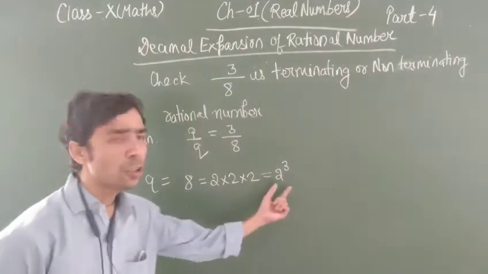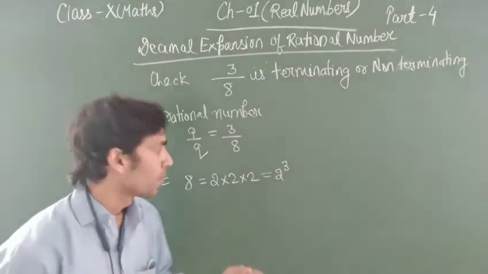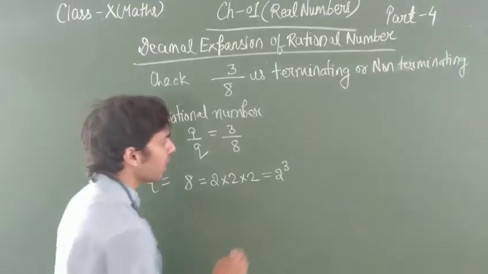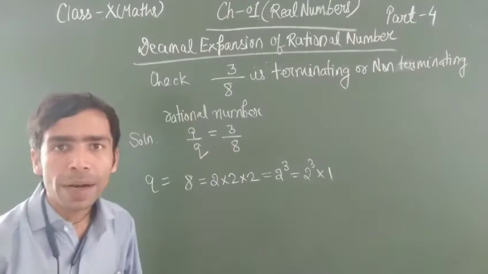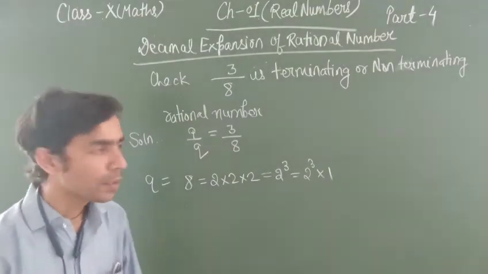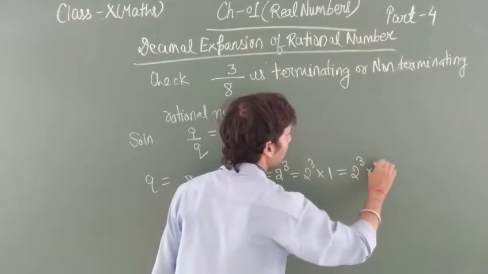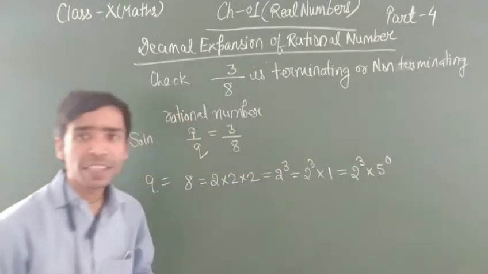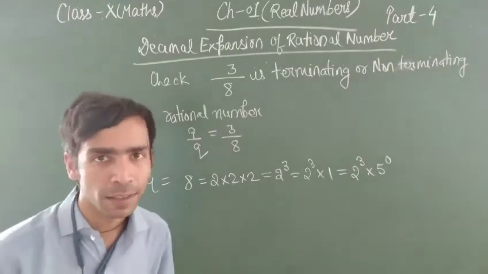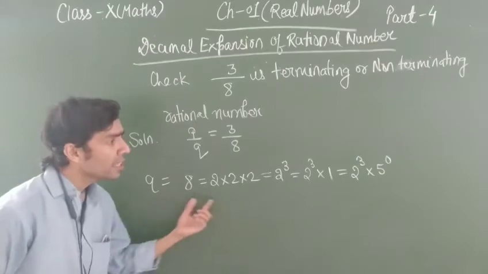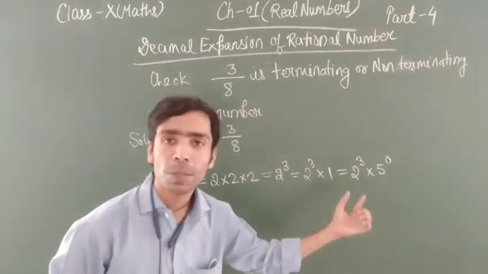See student, only 2 is coming, na? Only 2 is coming. There is no 5 coming. But no problem. If 5 is not coming, this thing can be written as 2^3 into 1. And that 1 can be written as 5^0, because we need to represent it in the form of 2 to the power m into 5 to the power n. So the denominator is represented in the form of 2^3 into 5 to the power 0.